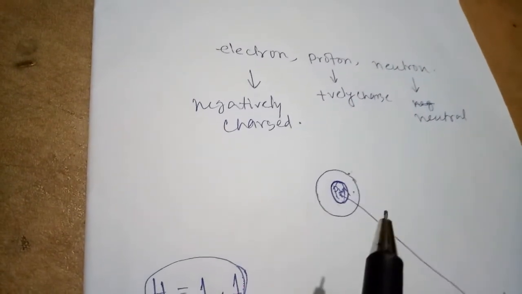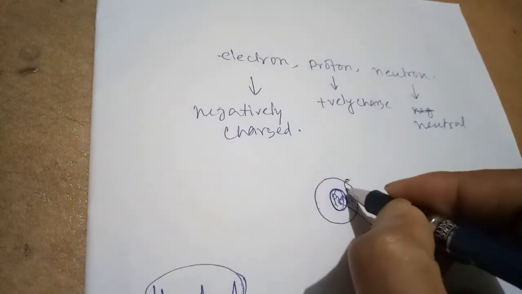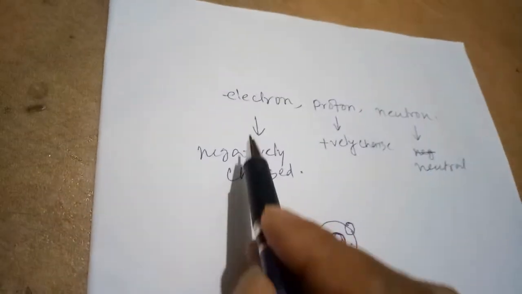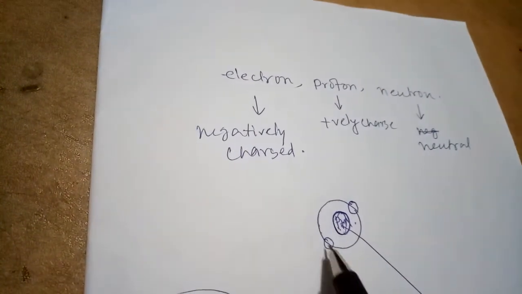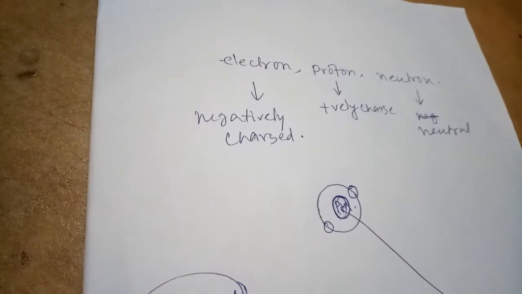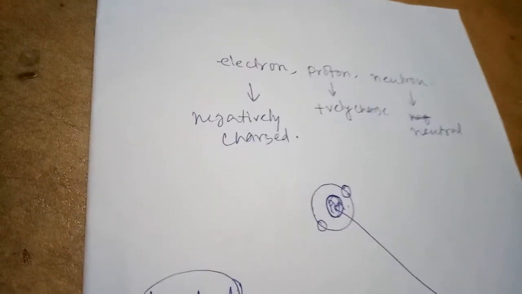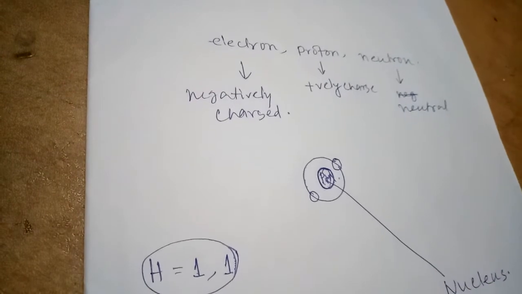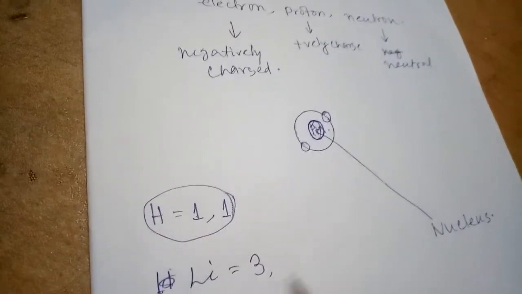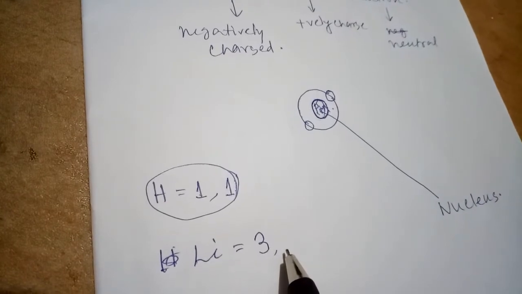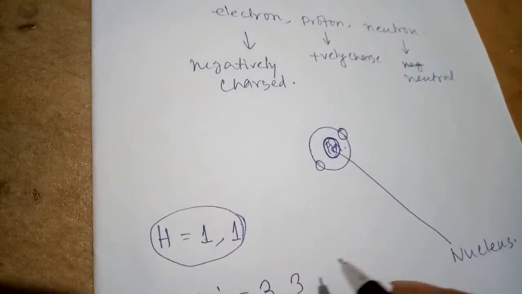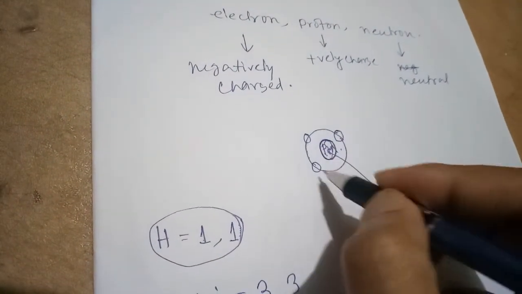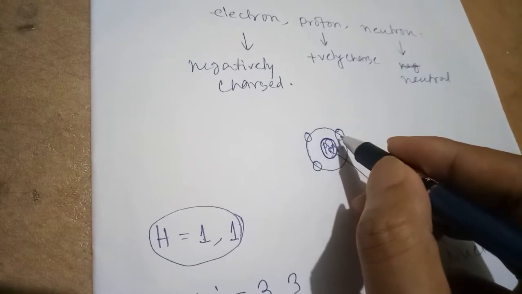The positive charge neutralizes the negative charge, and in the different shells or orbits, electrons are present. The negatively charged electrons are present around the nucleus in different shells. Now the next question arises: suppose an atom is lithium, with atomic number 3. Atomic number 3 means it has 3 protons and 3 electrons. So how many electrons are present in the first shell? Not 3.